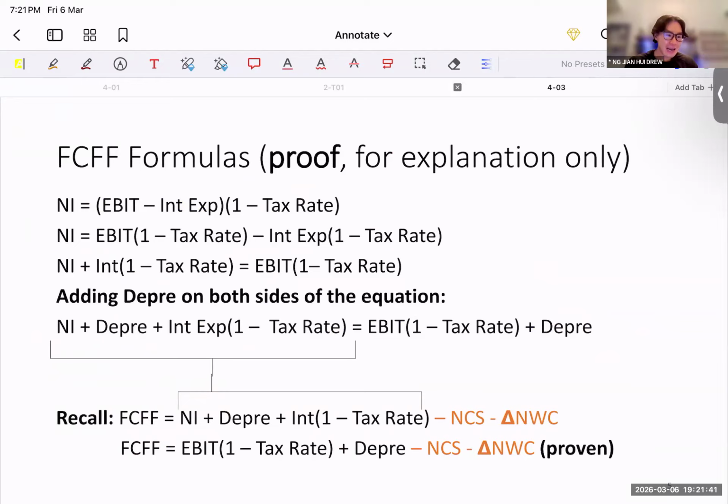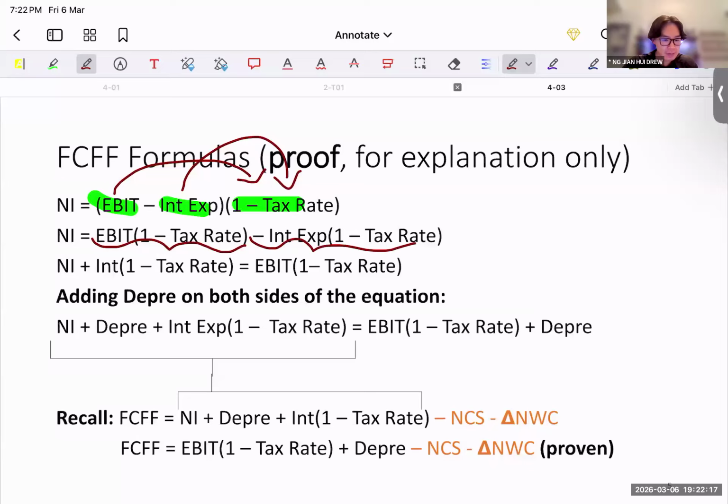So we know that net income equals EBIT minus the interest expense, right? Minus the tax expense, which is 1 minus the tax rate, right? So this is the tax expense here. So you have your EBIT minus the interest expense minus the tax expense gives you your net income. Now, having done that, what we can do is to multiply EBIT into 1 minus tax and multiply negative interest expense into 1 minus tax here, right? And this is what we have gotten here, like this.